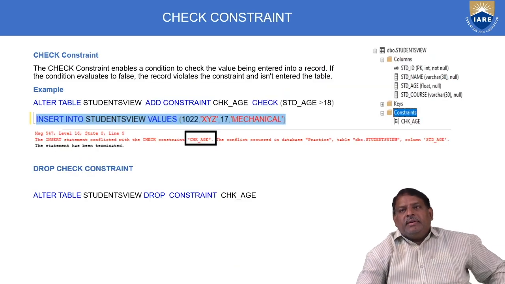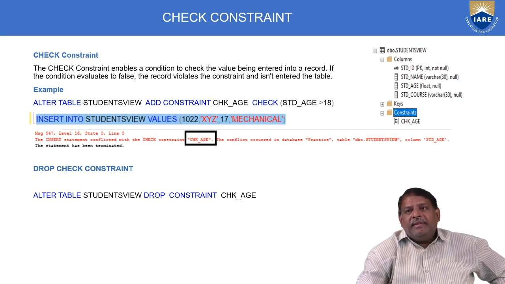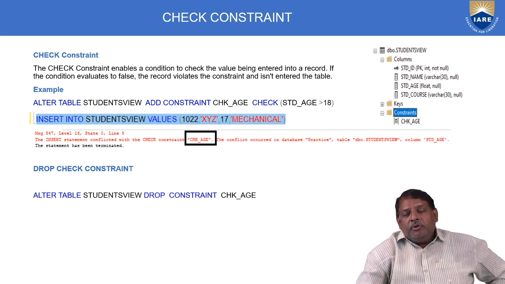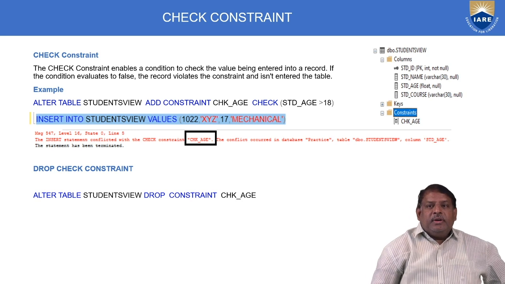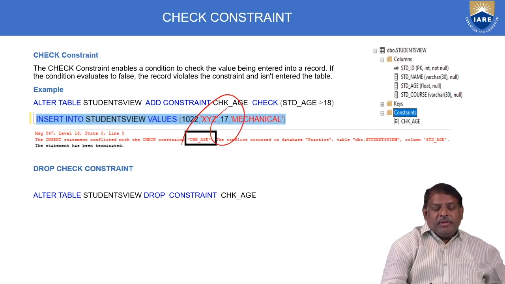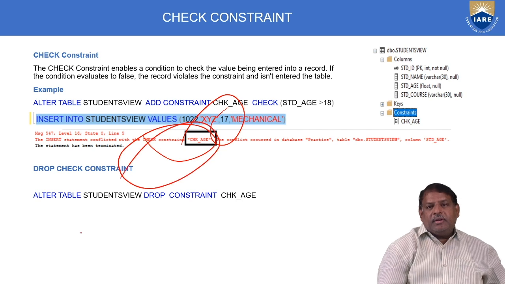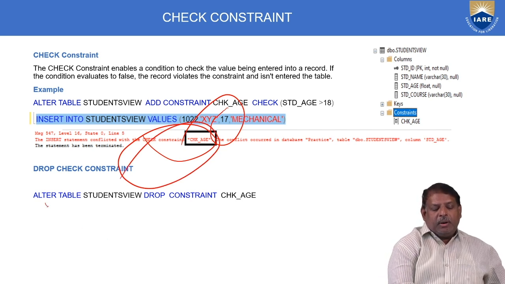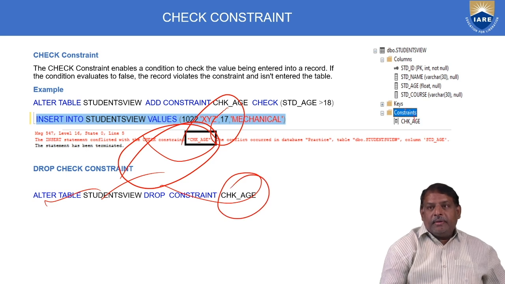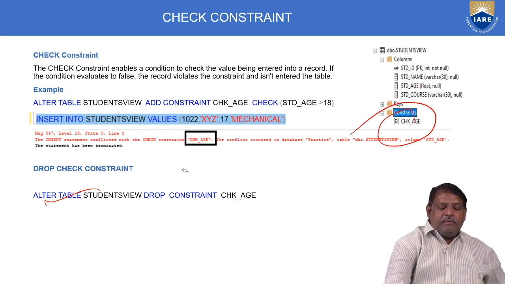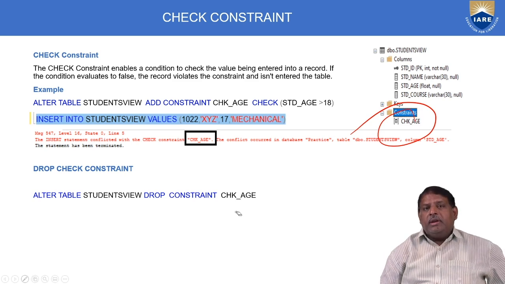Now check constraint. As I said, check constraint is to manage the range of values given to a column. Suppose you want the age to be greater than 18. So you say alter table student, add constraint check, the age column value should be more than 18. If you try to insert an age of 17, it will say the check constraint has failed. To drop the check constraint, we say alter table name, drop constraint, and the name of the constraint is check age. This is how we can add a new check constraint to an existing table.